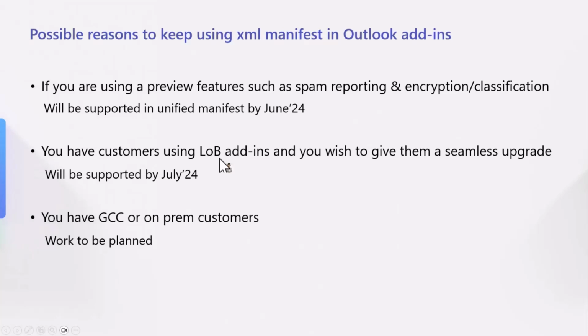Similarly, if you want the seamless upgrade experience that I spoke about, that is present for store apps right now. If you have LOB add-ins, then for the seamless upgrade option of LOB add-ins, you'll have to wait until July. Other than that, there is no very strong reason to not try out the JSON manifest. But of course, we are happy to hear any gaps or any questions that you might see in this offering, and we can take that feedback and put it in our product feedback loop.